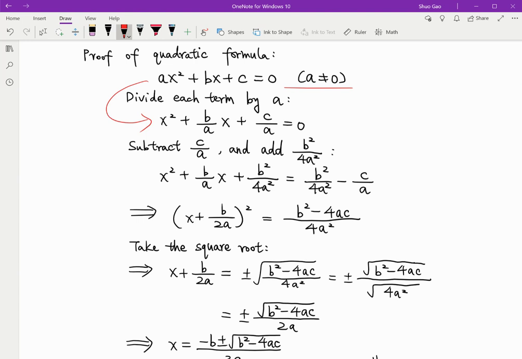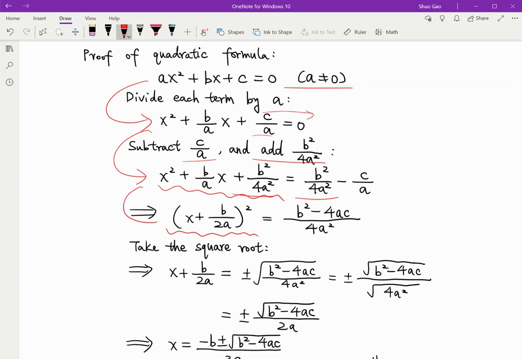And then we subtract c over a on each side, and we add this term on each side. So on both sides we add this term, and then we subtract the c over a on the left-hand side, and we move the c over a to the right-hand side. So there's a minus c over a here. And then we can combine the three terms into one term, the square term here.